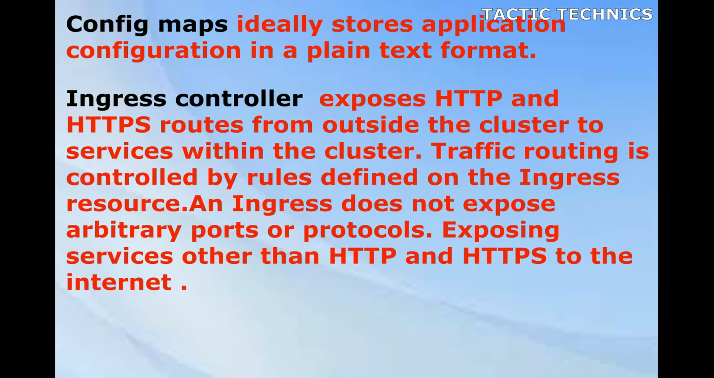Config maps ideally store application configuration in a plain text format. Ingress controller exposes HTTP and HTTPS routes from outside the cluster to services within the cluster. Traffic routing is controlled by rules defined on the Ingress resource. Ingress does not expose arbitrary ports or protocols, so exposing services other than HTTP and HTTPS to the Internet requires other means.